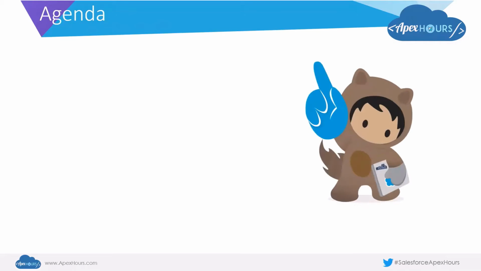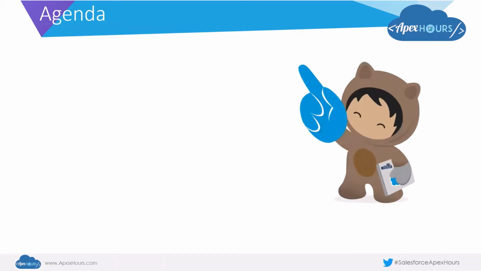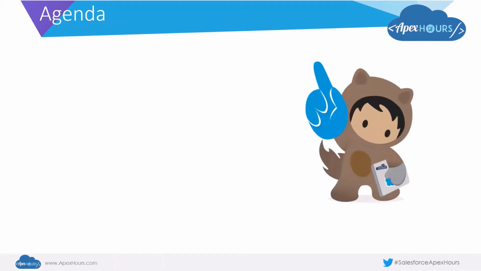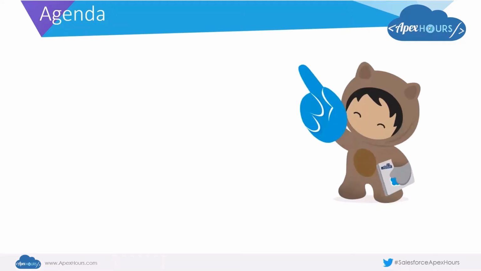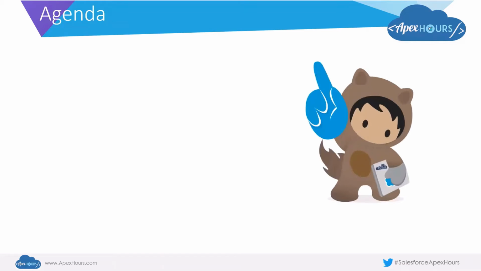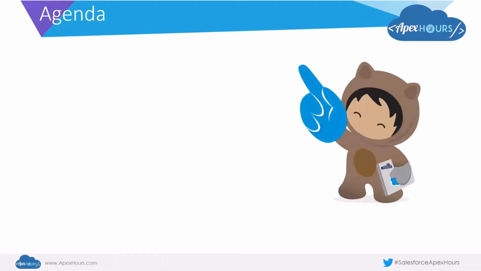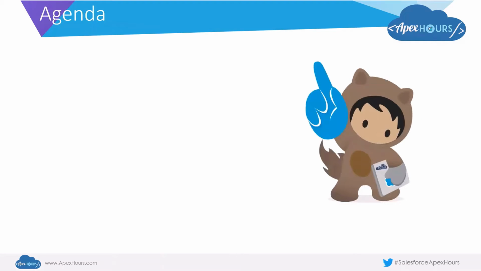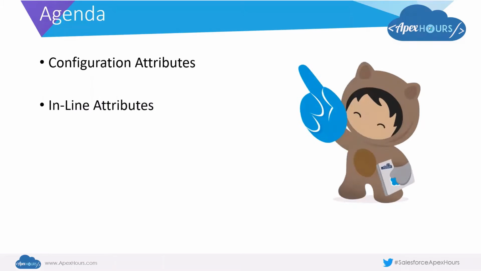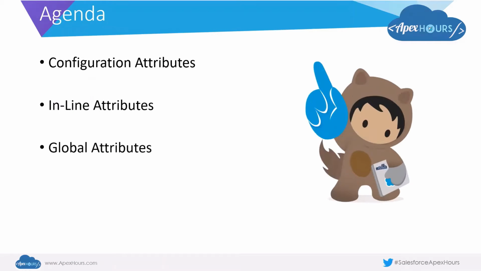In the previous session, we talked about the product-related aspects of the bundle: creating products, creating features, product options, and how we link them to the bundle. There is another side of bundles as well, which has nothing to do with products and instead has to do with attributes. And that is what we will be looking at today: what configuration attributes are, what inline attributes are, and what global attributes are.